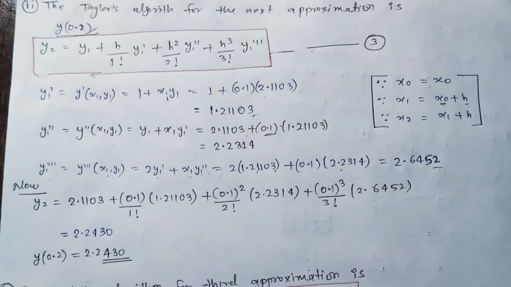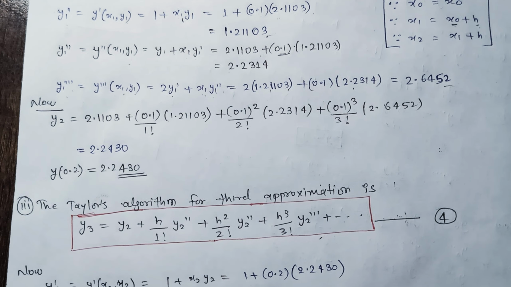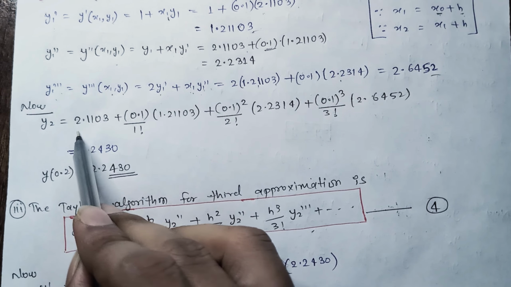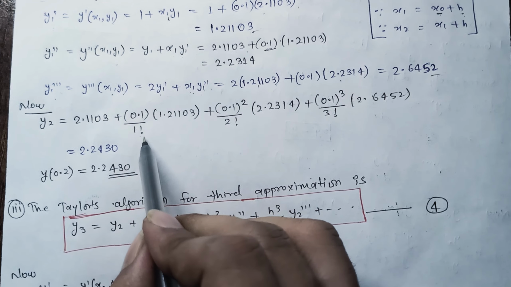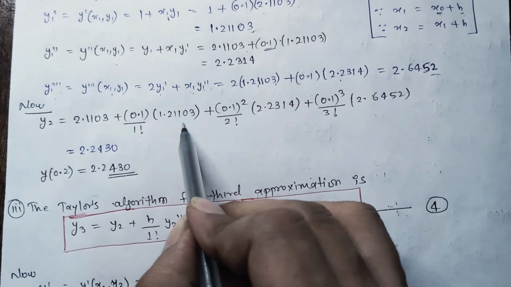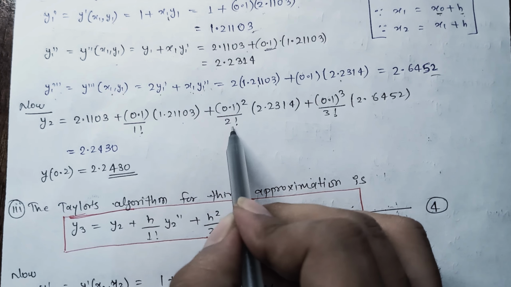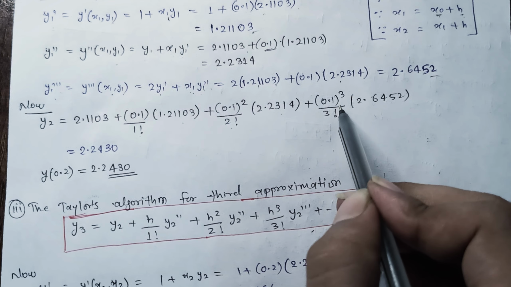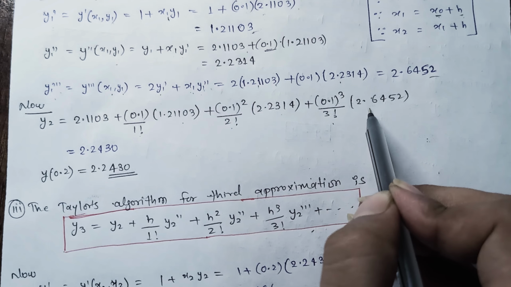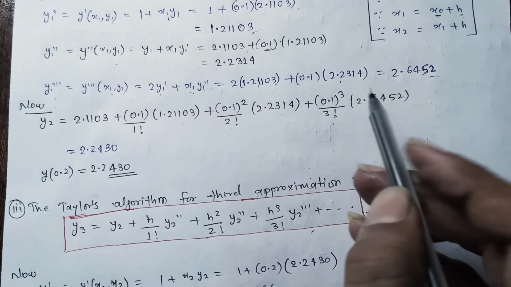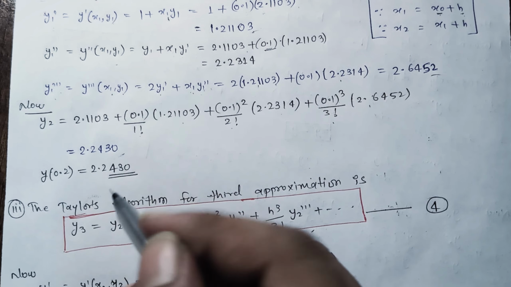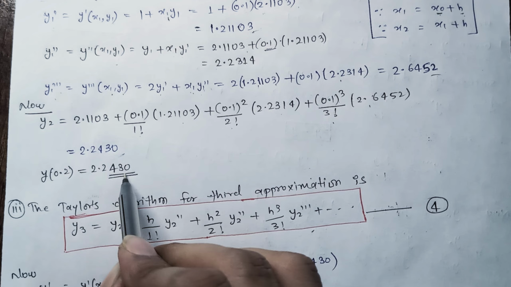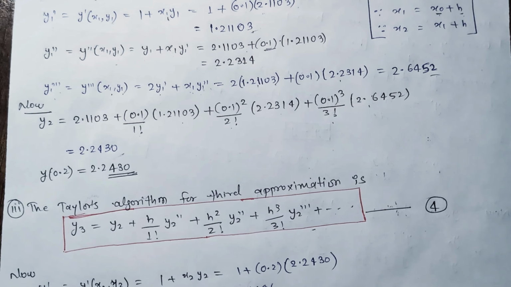So next we just need to put this value in the Taylor's algorithm. After putting this value, we see y naught plus h over 1 factorial, and this term is y1 dash, and this is h square over 2 factorial, and y1 double dash, plus h cube over 3 factorial, this one is y1 triple dash. You will just remember it after applying 2 or 3 questions. So y of 0.2 will be equal to 2.2430 here.